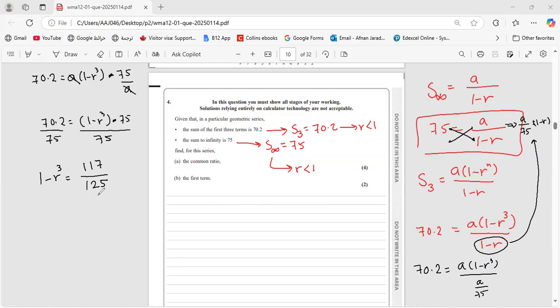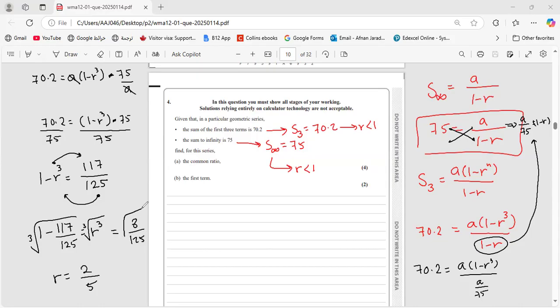Take this to this side to make r positive: 1 minus 117 over 125 equals r cubed, which is 8 over 125. Taking the cubic root, r equals 2 over 5. So here I have the common ratio, which is 2 over 5, and you can check that it is less than 1.